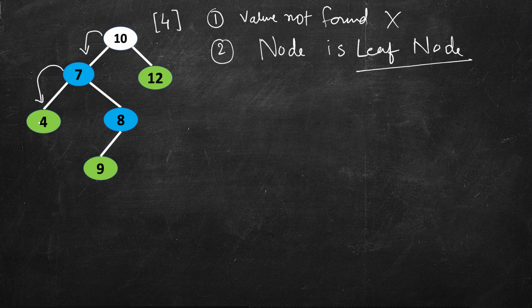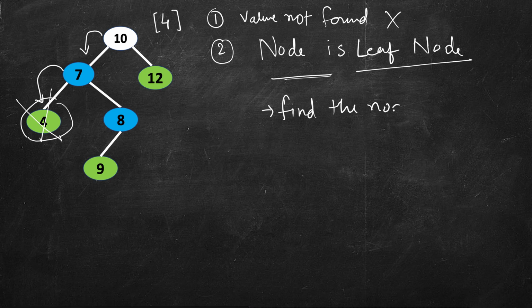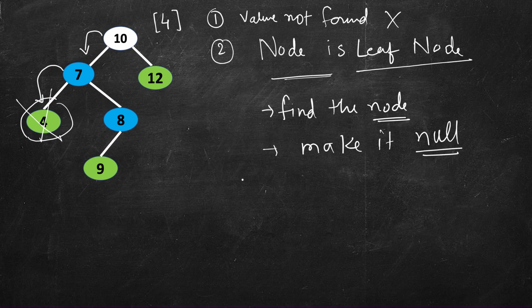And now 4 is the same as the current node. So we have to delete it, so simply make this node null. So this node is gone. And the left of 7 is now null. So this node effectively goes away. So this is the simple scenario where it's a leaf node. Then what we do is find the node or node pointer and make it null. And we are done. Then we have another scenario where it's not a leaf node.